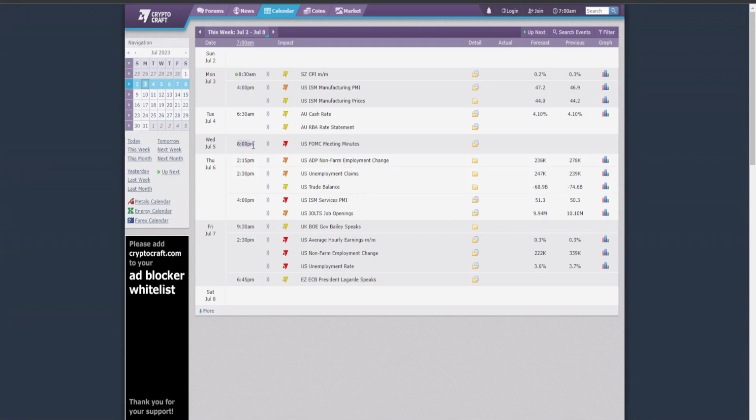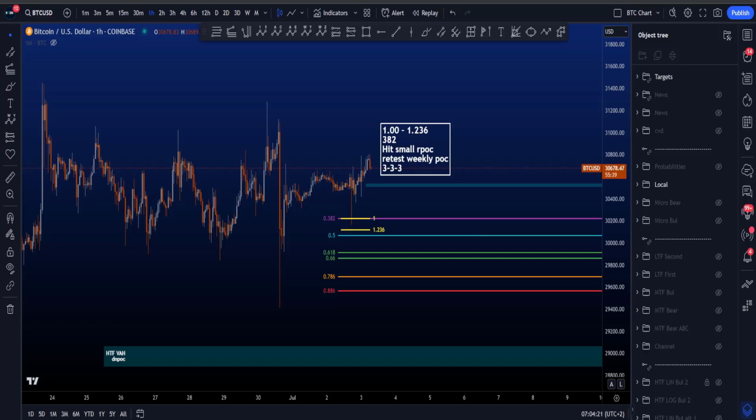We also have some high impact news this week. So on Wednesday at 8 p.m. Central European time, on Thursday at 4 p.m. and on Friday at 2:30 p.m. Central European time, you can see the red flags. That is high impact news, which can create high volatility. So make sure that around these hours this week, you are going to be trading safe.